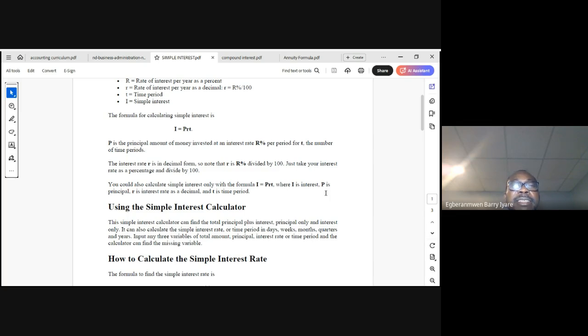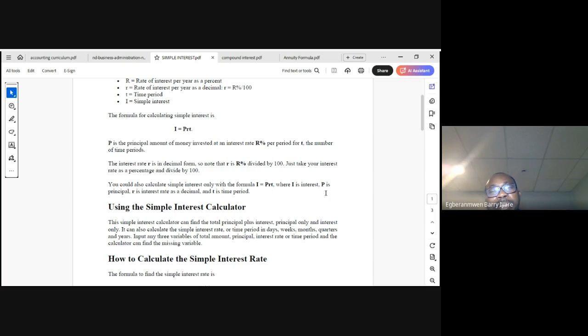So like I said, the interest rate r is in decimal form. So note that r is R% divided by 100. Just take your interest rate as a percentage and divide by 100 to get small r.